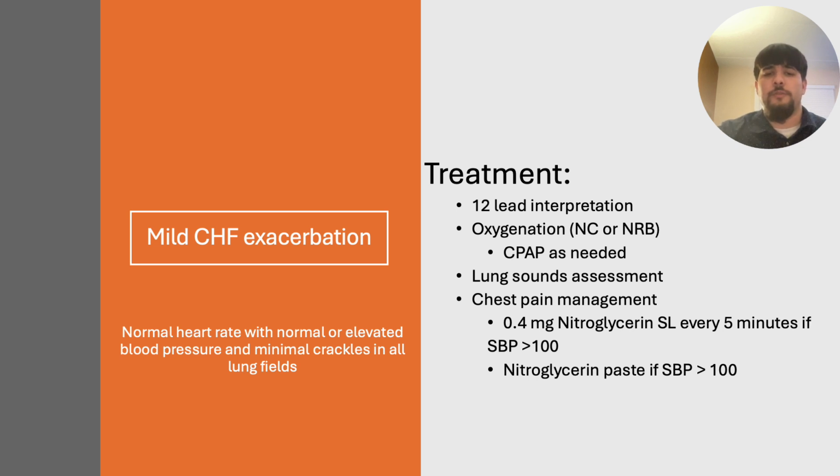So you do the 0.4 milligram nitroglycerin SL, do that every 5 minutes as long as the systolic blood pressure remains above 90 to 100. Same thing with the nitroglycerin paste. You can apply that onto their skin as long as the systolic blood pressure is over 100. We're going to go a little bit deeper into the exact measurement and dosing of nitroglycerin in a couple minutes.